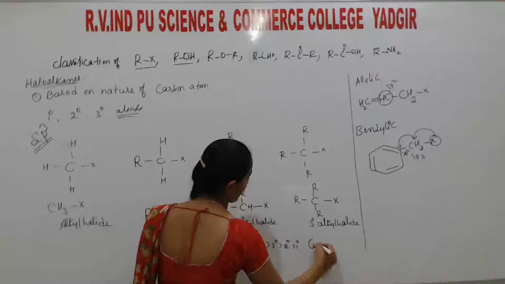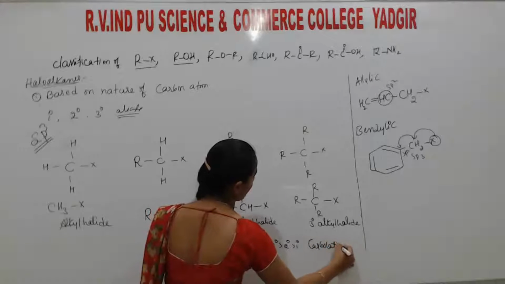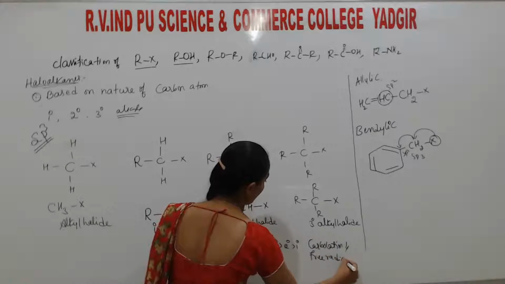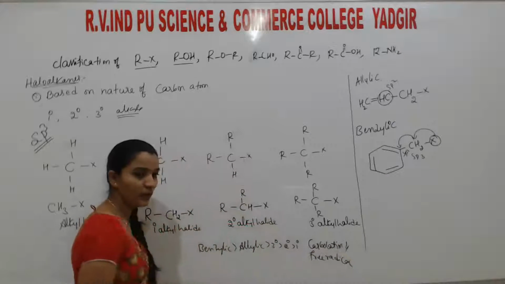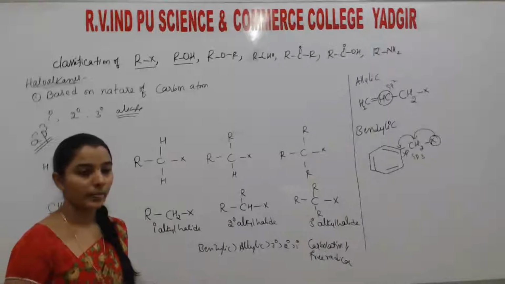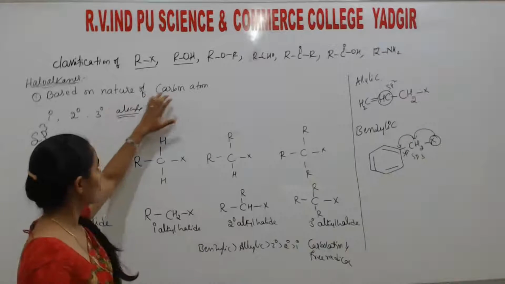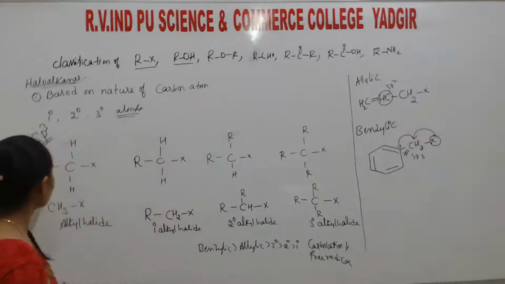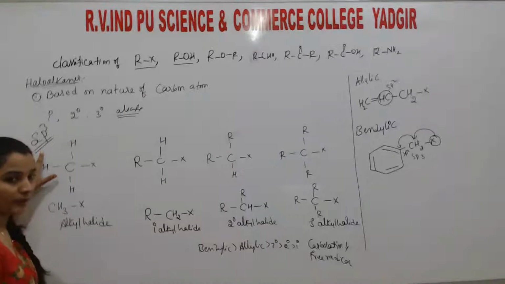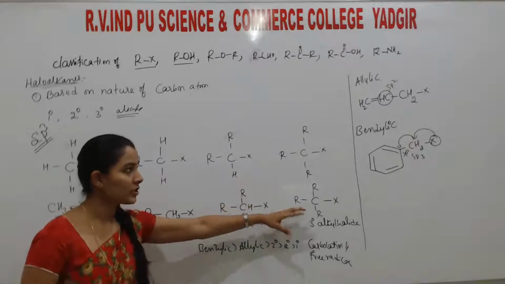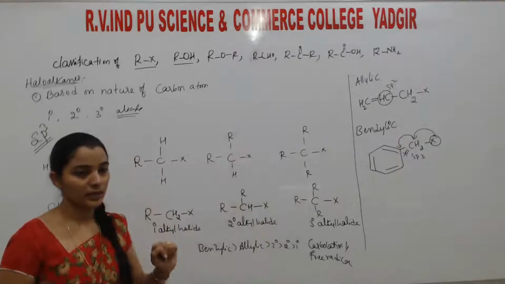For what? For carbocation and free radical, both. It is just reverse for carbon. And again, the first classification is based on the nature of carbon atom. In that, the sp3 hybridized carbon atom is classified as primary, secondary, tertiary, allylic, benzylic.